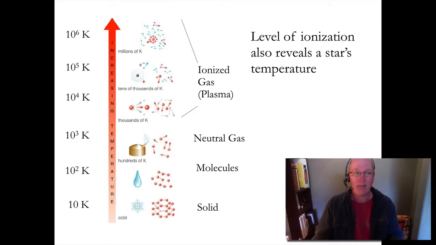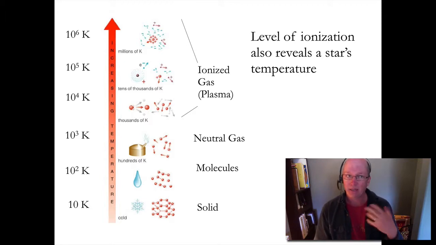And then when we start to get up into the tens of thousands of degrees, we have what's called a plasma. And those plasmas are basically superhot gases that have been ionized. So the level of ionization that we see in a star is also going to be related to its temperature, and that's going to become important later when we start looking at the composition of the stars.